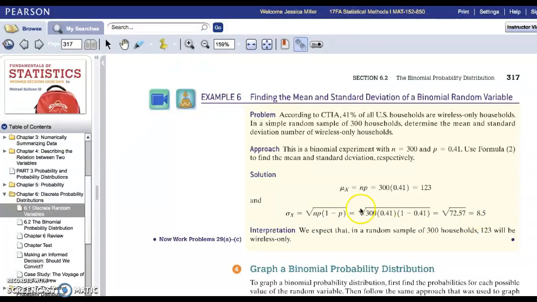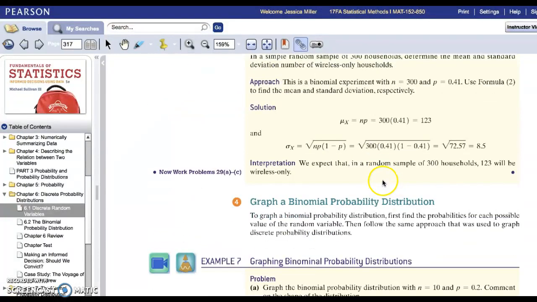You do want to make sure here in your calculator that your square root goes over all of this, or do your N times P times 1 minus P, and then the square root of that. So just be a little bit careful putting that into your calculator, but you do have to be able to do those 2 by hand.